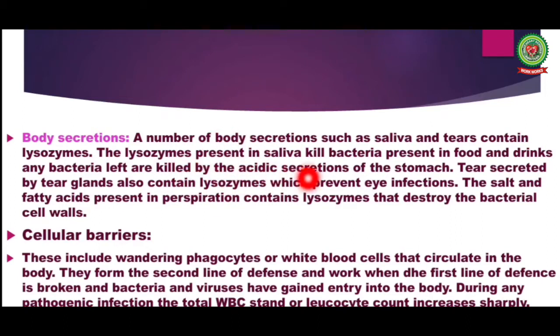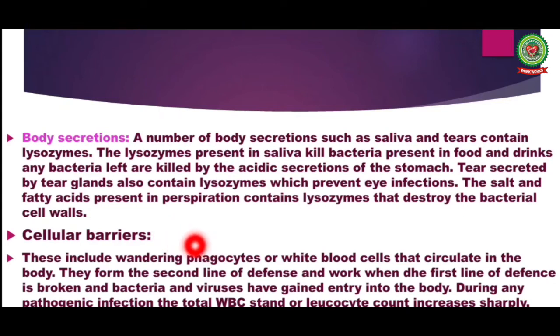So lysozymes present in saliva kill bacteria present in food and drinks. Any bacteria left are killed by the acidic secretions of the stomach. As we have just now discussed, the pH in the stomach ranges between 3 to 5. The tears secreted by tear glands also contain lysozymes, which prevent eye infections. The salt and fatty acids present in perspiration contain lysozymes as well, which destroy the bacterial cell wall.